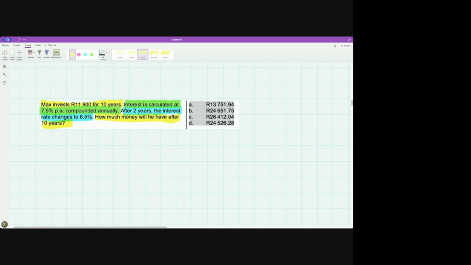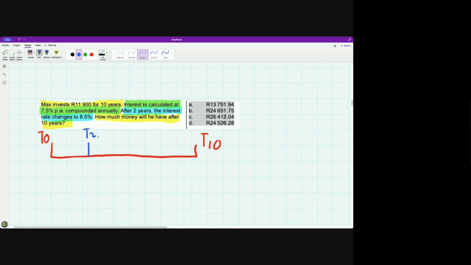So the interest rate is given twice. Yeah. So Callan, you're quite right. The interest rate is given twice. And in fact, another way of saying that is the interest rate changes. So a useful thing to think about in financial maths is something called a timeline. If I think about this being T0 and this being T10, at T2 the interest rate changes. So the interest rate was one thing, and then for the rest of the time, the interest rate was that.